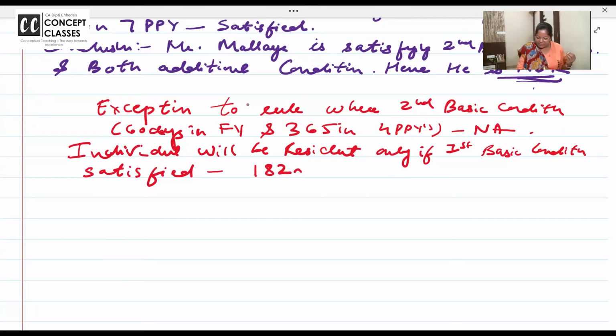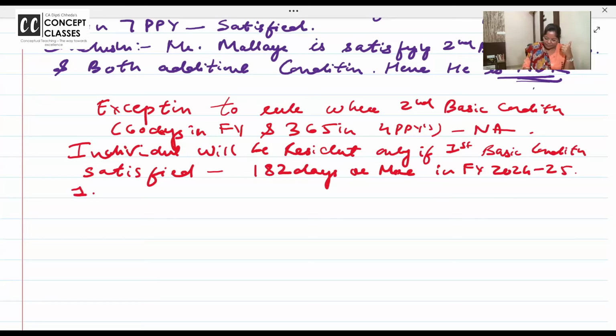What is that? 182 days or more in the financial year 24-25. Please don't copy without understanding. I'm going in small steps. First say this much, is this clear? I am teaching you the exception to the rule where the 60 days condition is not applicable. You are said to be resident only if you are in India for 182 days or more. Is it clear till here? Yes or no? Okay, first one now, write it down.